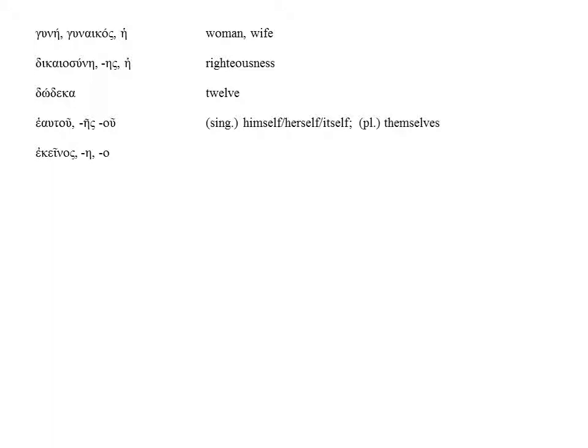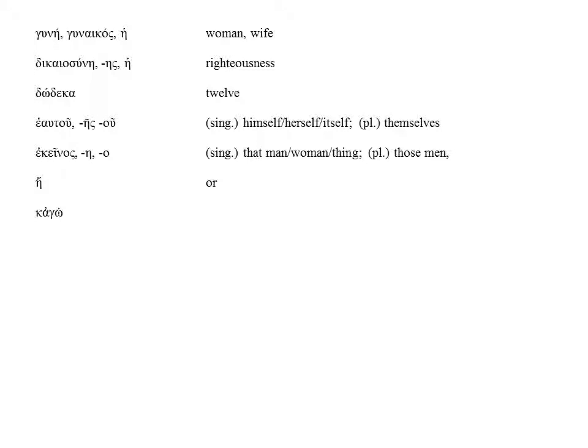Ekeinos. This is ekeinos, ekeine, ekeino. This is the far demonstrative that you've been looking at. Singular is that, and plural is those. E. Note, smooth breathing. If this were hay, it would be the definite feminine article. E means or.